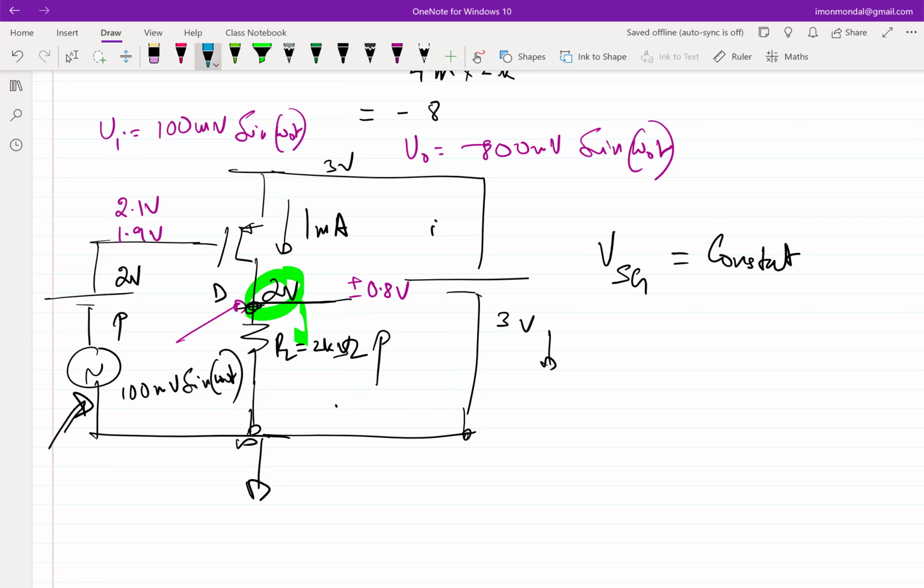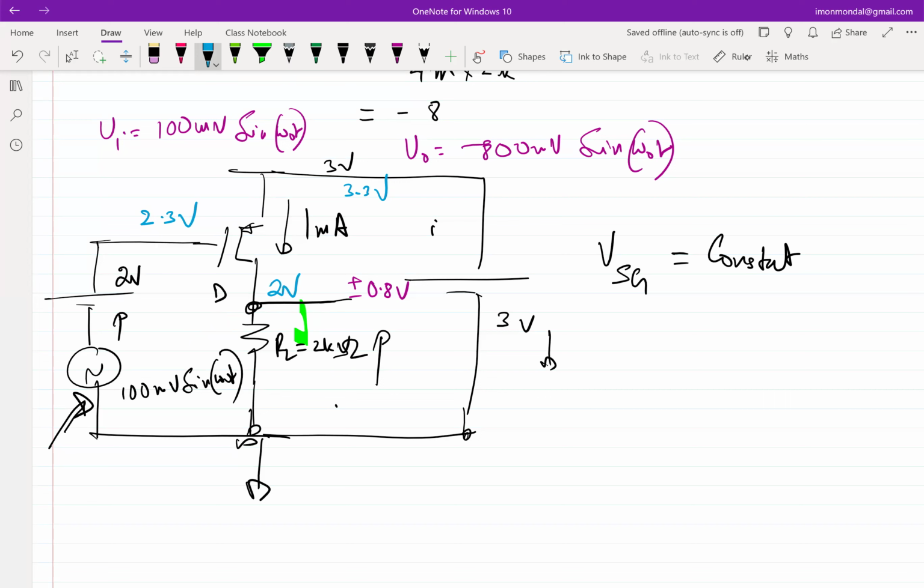Correct? So let's say I increase the source from 3 to 3.3 volt, and I increase the quiescent gate voltage to 2.3 volt. So has the current changed? No. So what about the quiescent drain voltage? Has the quiescent drain voltage changed? The current hasn't changed, so no. The quiescent drain voltage remains at 2 volts.